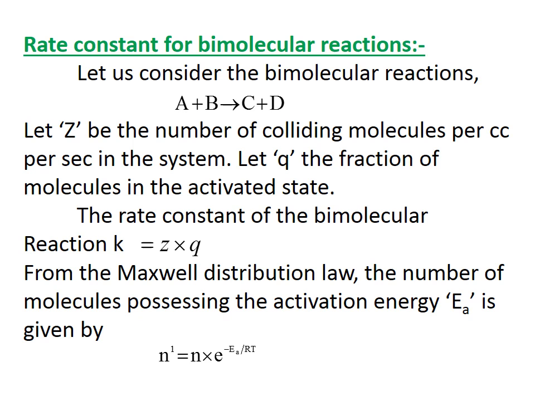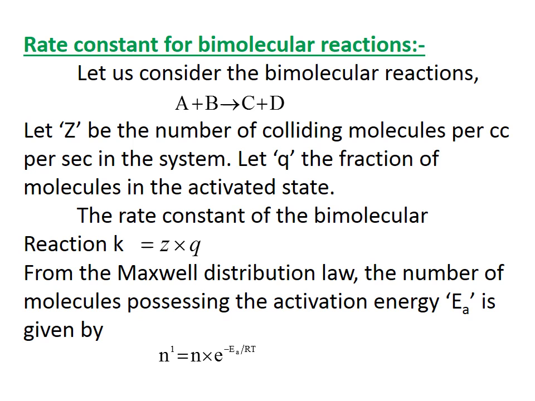Now we are going to derive the rate constant for a bimolecular reaction. Let us consider the bimolecular reaction A plus B gives C plus D. Let Z be the number of colliding molecules per cc per second in the system, and Q be the fraction of molecules in the activated state. We can define the rate constant of a bimolecular reaction: K will be equal to Z into Q.